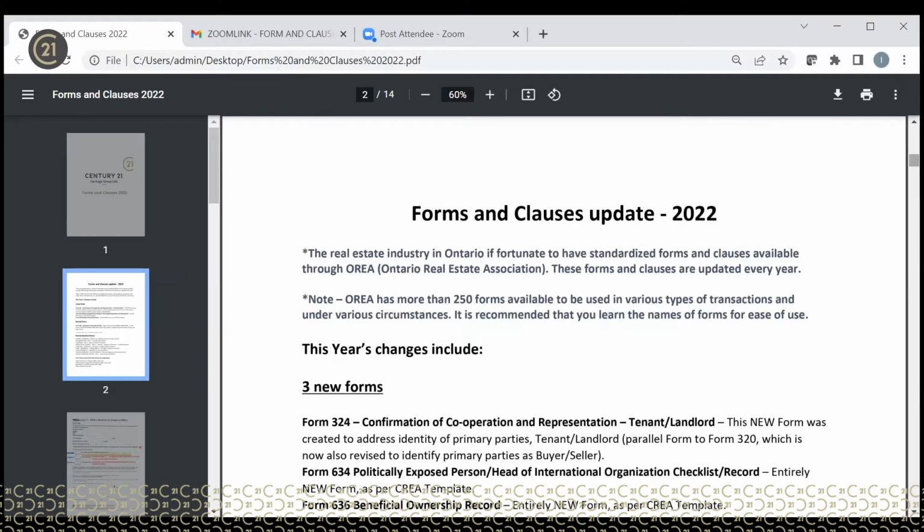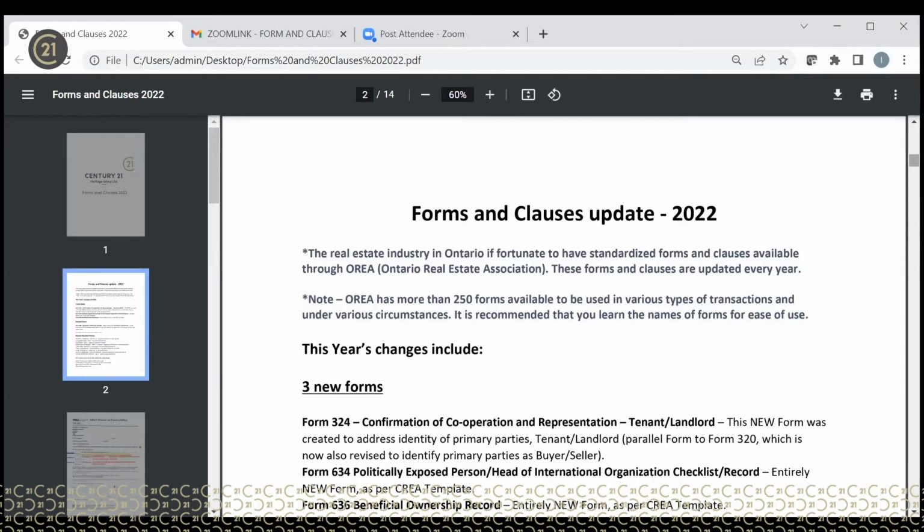They are updated yearly. So OREA has more than 250 forms available to you to be used in various types of transactions and under different circumstances. What I'm going to recommend to you is that you learn the names of your forms. Start using the names of the forms regularly so you get used to it.